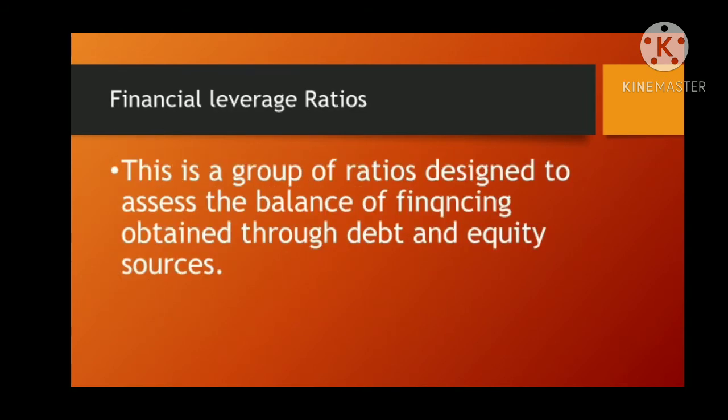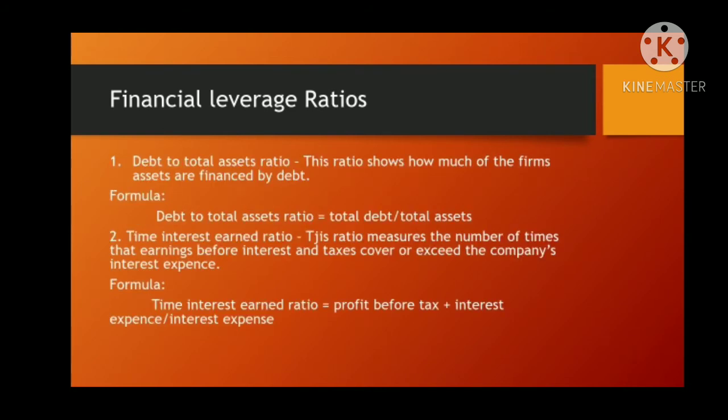The third type of financial ratio is the financial leverage ratios. This is a group of ratios designed to assess the balance of financing obtained through debt and equity sources. Some of the more important leverage ratios are as follows. First is the debt to total assets ratio. This ratio shows how much of the firm's assets are financed by debt. The formula for this is debt to total assets ratio equals total debt over total assets.